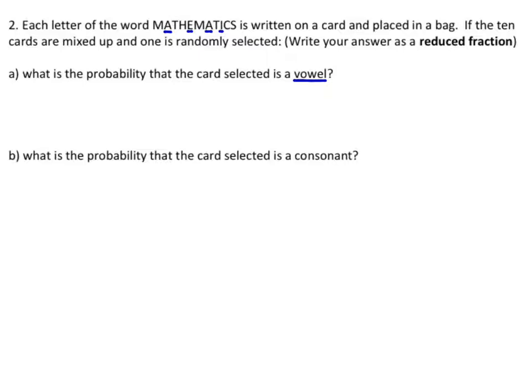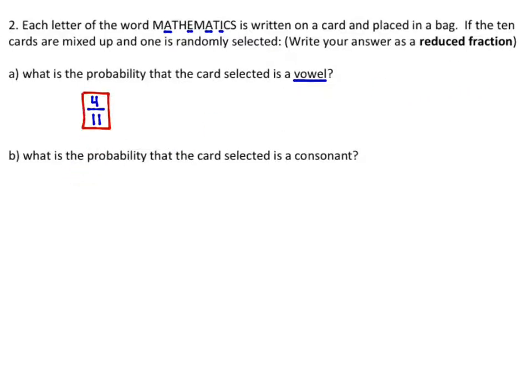Well, I can pull out any of these letters, and notice there are 2 M's in the bag. There are 2 A's in the bag. There are 2 T's in the bag. So you're going to have 2 cards with an M on it. You're not going to just have one M card. Okay? So there is a total of 4 vowels out of a total of 11 letters.